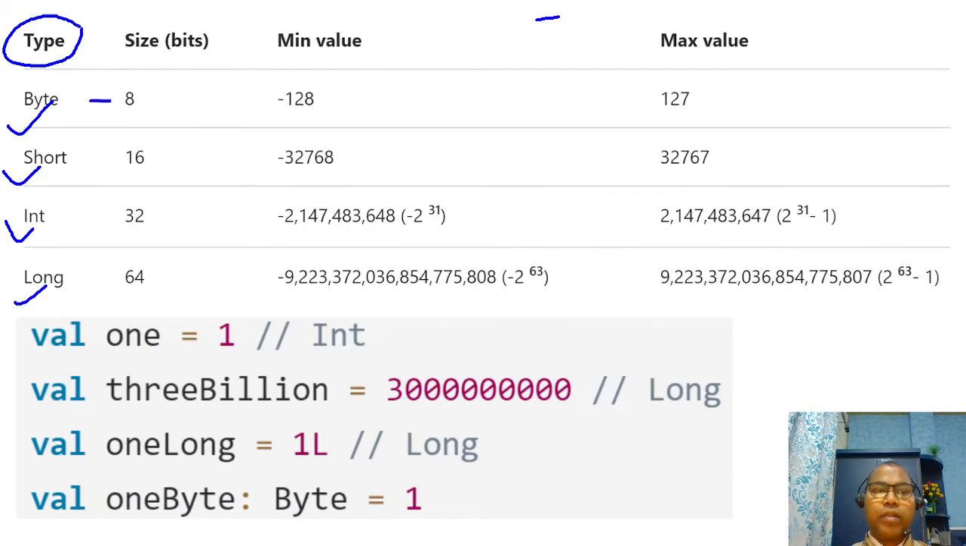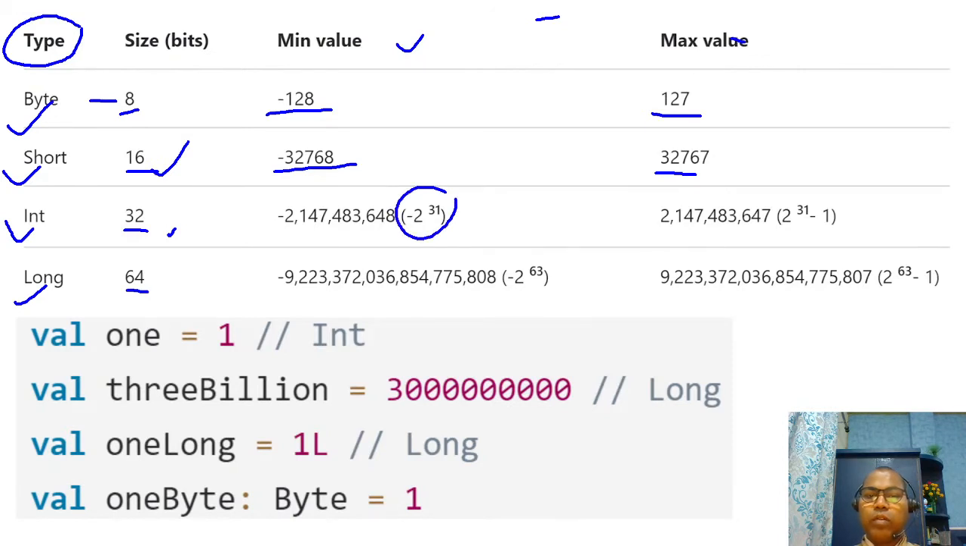Byte takes only 8 bits, short 16 bits, int 32 bits, and long 64 bits, and all these types support a min value and a max value. If you take byte as an example, the min value is minus 128 and the max is plus 127. Similarly, short is minus 32,768 to 32,767. In the same way, int has a minimum value of minus 2 to the power 31 to 2 to the power 31 minus 1.